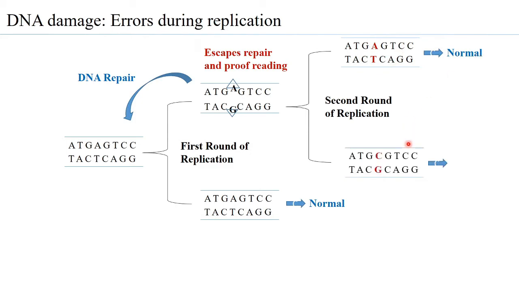While in the other case, where you have already the template having G, which is not present in the original over here. So this G has come because of this wrong nucleotide having been added.